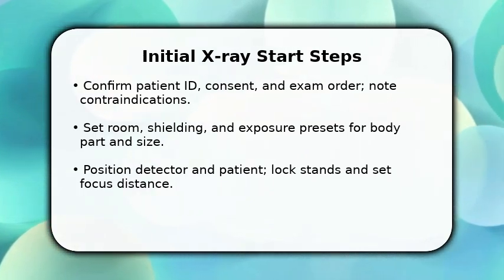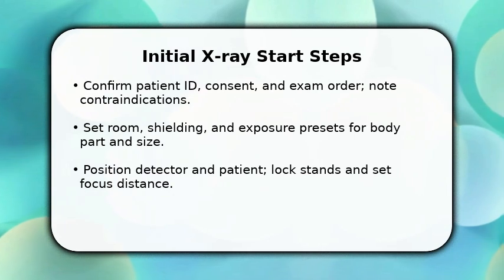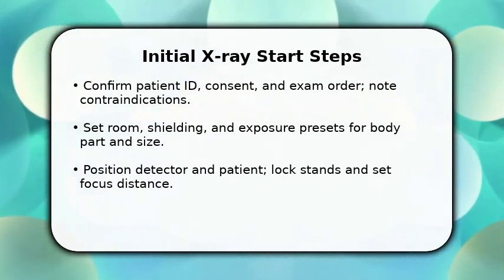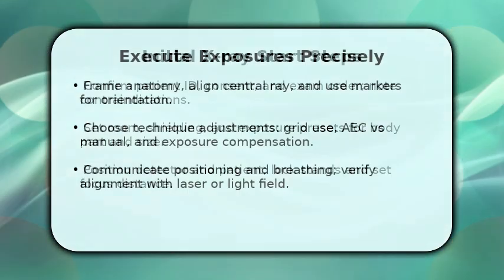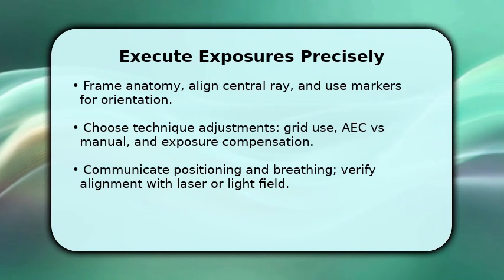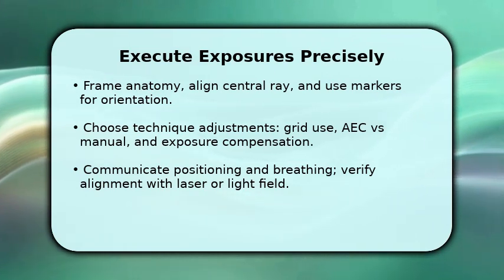Once done, apply lead shielding to areas not imaged and explain breath hold or positioning cues so the patient knows what to expect. With the patient positioned, frame the anatomy and align the central ray. Place anatomical markers for later review.